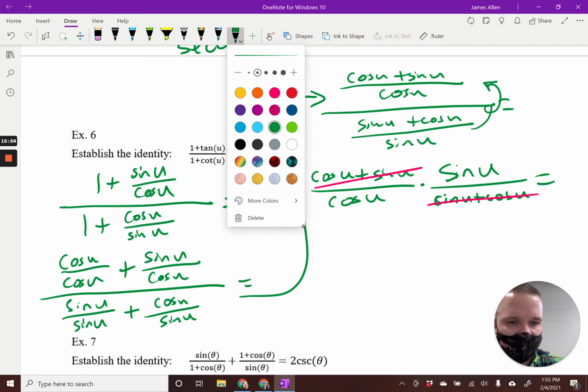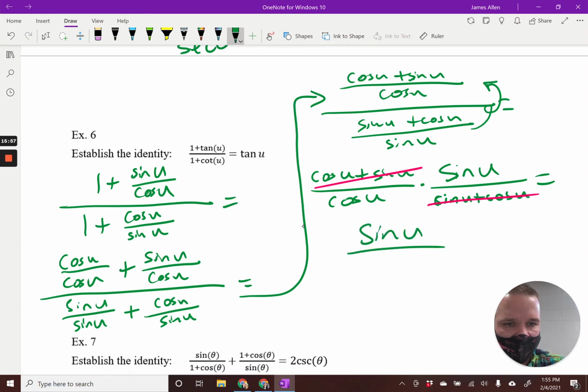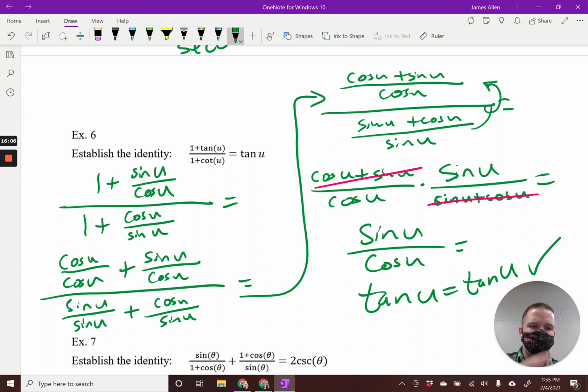And you might already see, I've got sine of u over cosine of u. That's tangent of u. And you are correct. Boom, done. America, freedom, rock and roll. That's what I'm talking about.